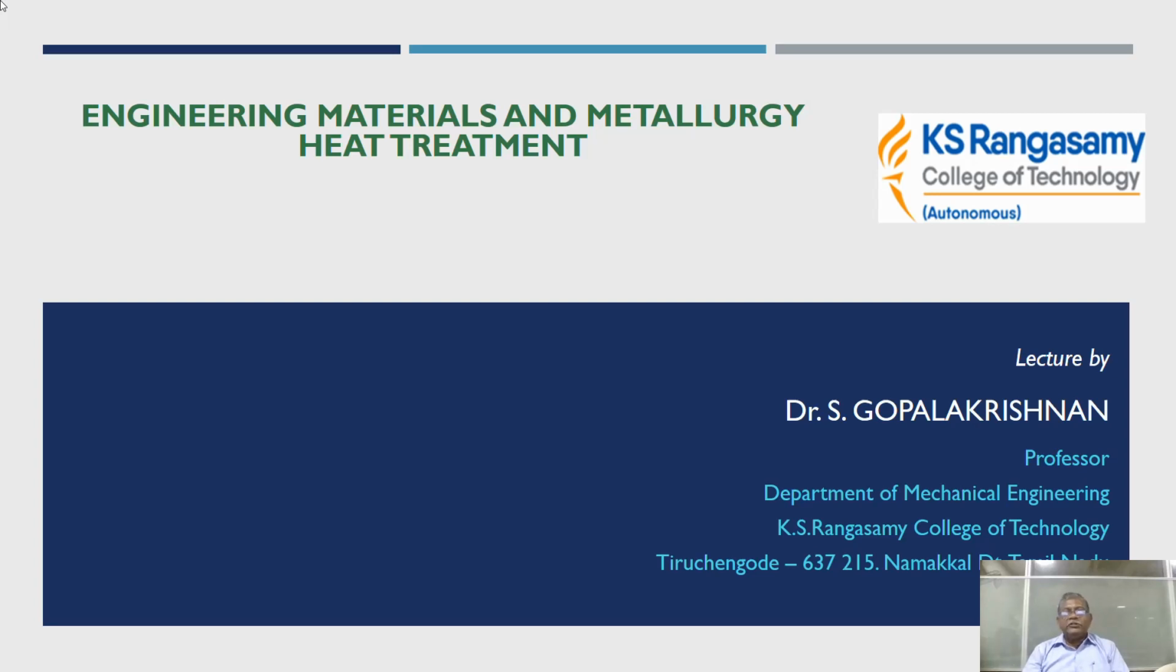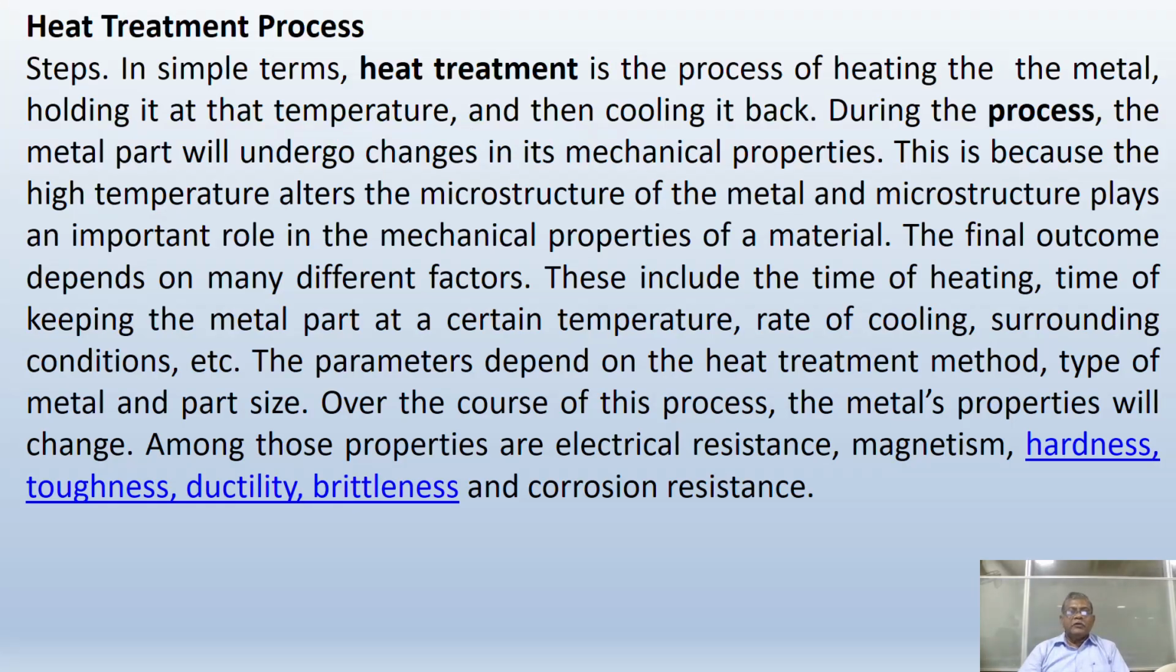So welcome to today's lecture on heat treatment. Heat treatment process is basically to alter the properties of metal, especially steel. In terms of steps, heat treatment is the process of heating the metal, holding it at temperature for a particular period of time, then cooling it back. During the process, the metal part will undergo changes in mechanical properties.